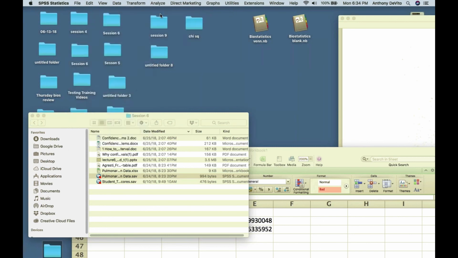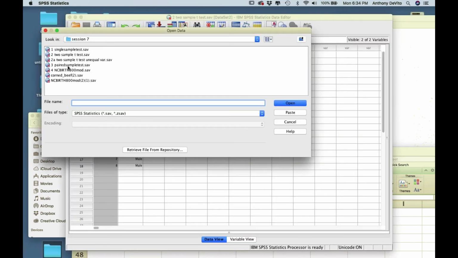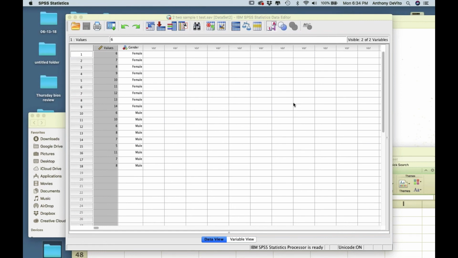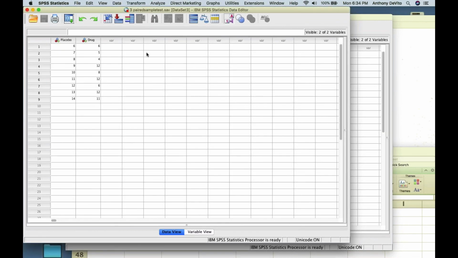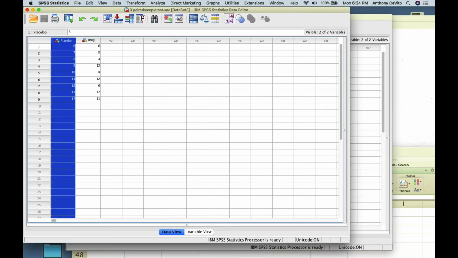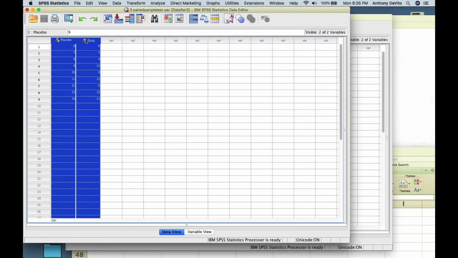Open, data, session 7, paired sample t-test. I'm going to open that and take a look at what's in there. And we have a numerical variable and a categorical variable, except it looks a little bit different this time. Placebo and drug are lined up in columns next to each other. That's unusual for SPSS, isn't it? Normally, you'd expect to see the drug in one column and the performance of the drug, whatever these values represent, say pain levels or something like that, in the other column. So this is quite different.